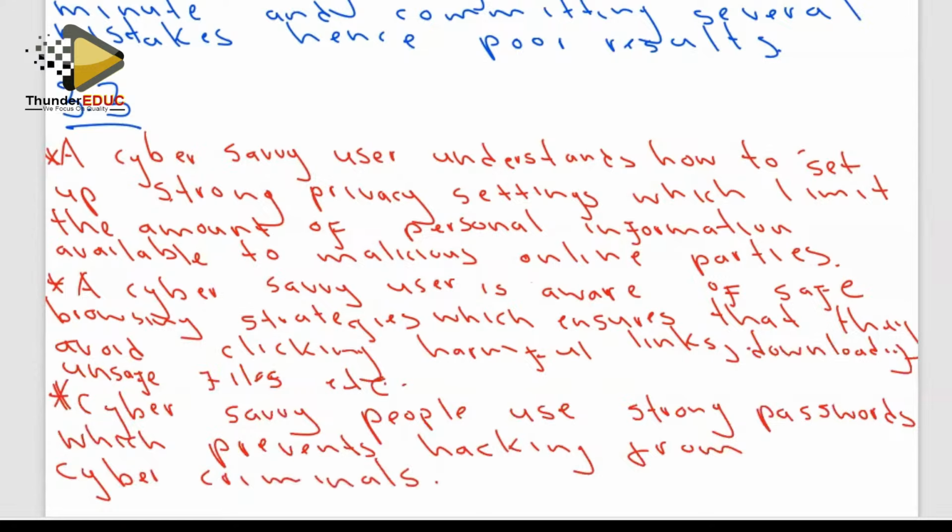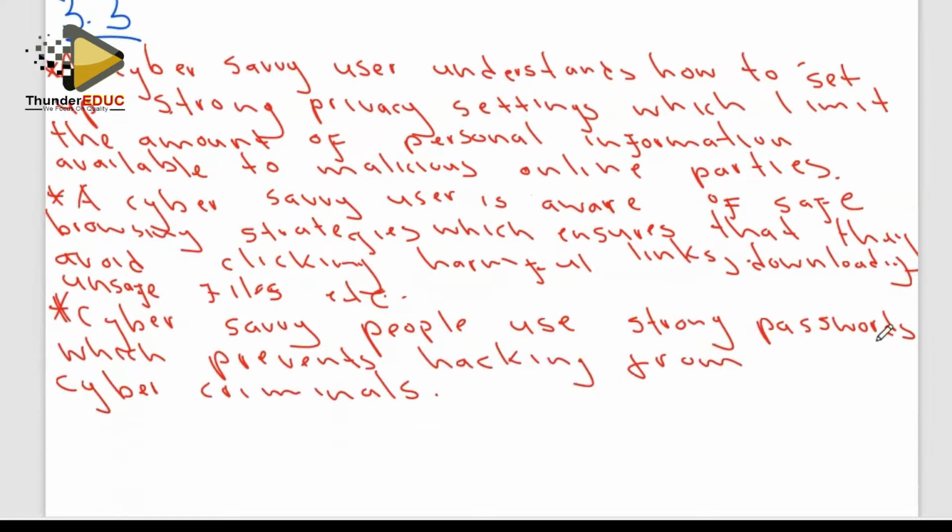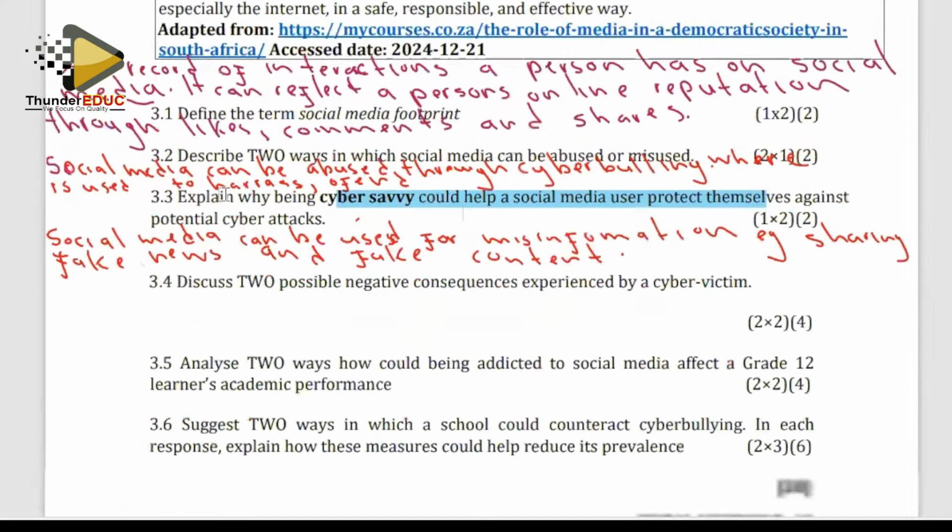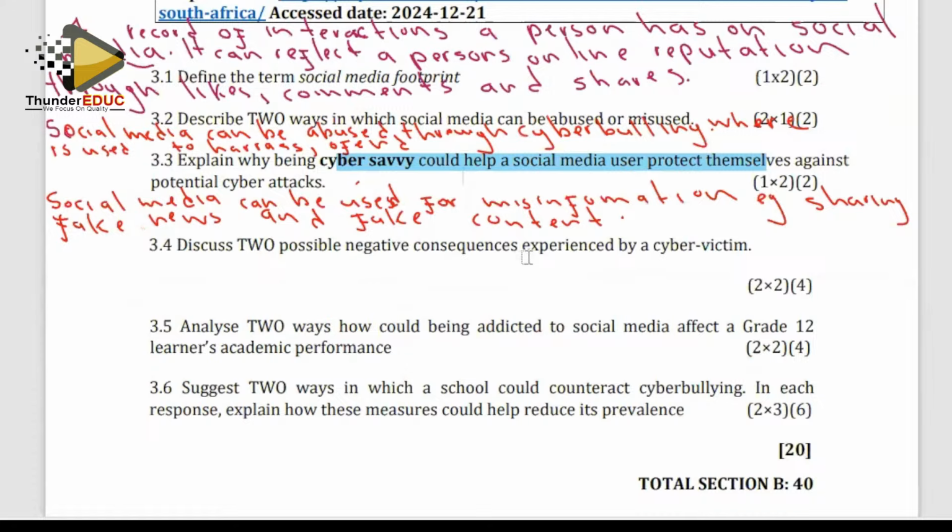So all these are examples of how being cyber savvy would help a social media user. You understand how to set up strong private settings which limit the amount of personal information which you divulge to malicious online parties. A cyber savvy user is also aware of safe browsing strategies, which ensure that they avoid clicking harmful links or downloading unsafe files. Cyber savvy people also use strong passwords, which prevents hacking from cyber criminals. So that is 3.3. Moving on to 3.4, two possible negative consequences experienced by a cyber victim.